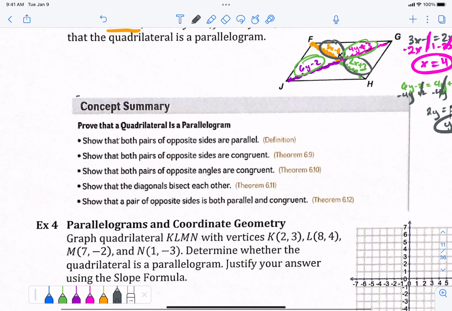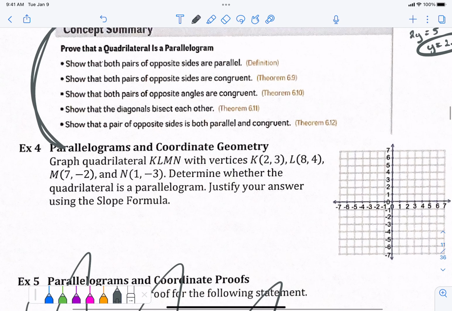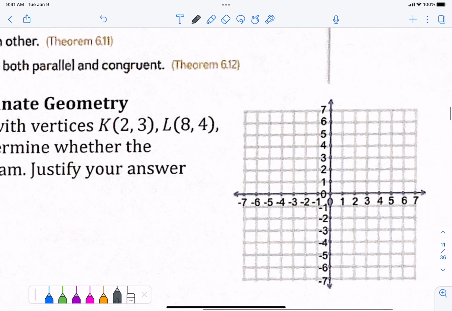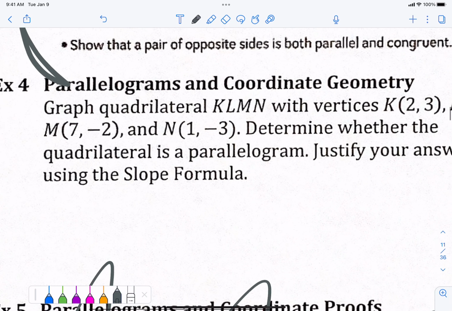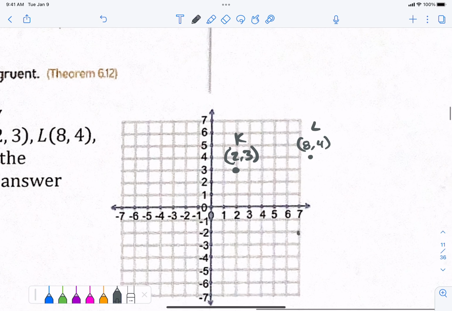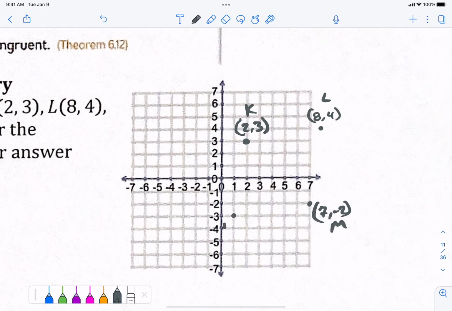Okay, we're going to come back to this box after we do example 4. We're not going to do example 5. We're going to skip the proof. And example 4, here's what it says. Let's plot these points right here. 2, 3 is K. And we've got L is 8, 4. We're off the chart a little bit. 7, negative 2 is M. And then N is 1, negative 3. I've got to talk to myself, sorry. N. All right.